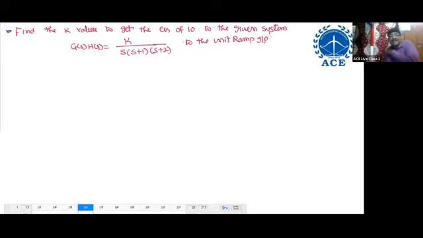Actually, when given GH, we cannot find the closed loop transfer function first. Steady state errors are valid only for unity feedback. H of S should be 1, but they gave GH. What is G? What is H also? We don't know. And we cannot find the closed loop transfer function also. What is the closed loop transfer function? G by 1 plus GH. What is G here? We don't know. It is not possible to find the closed loop transfer function.